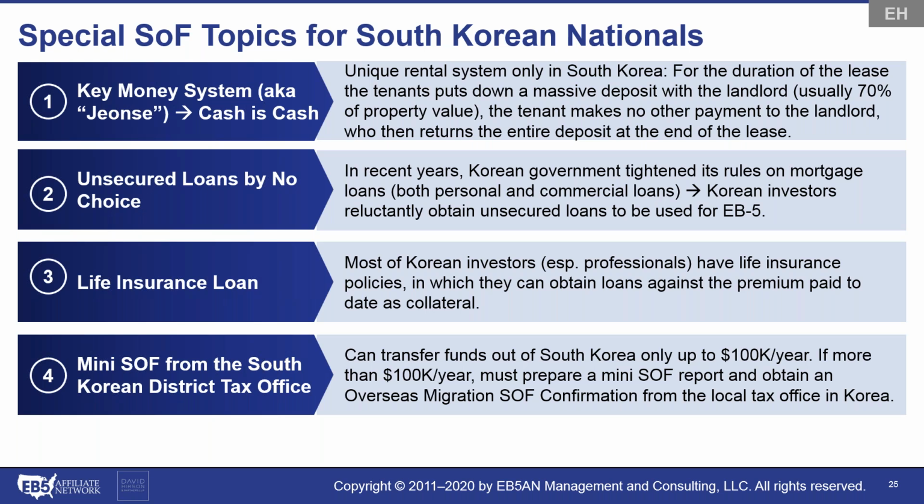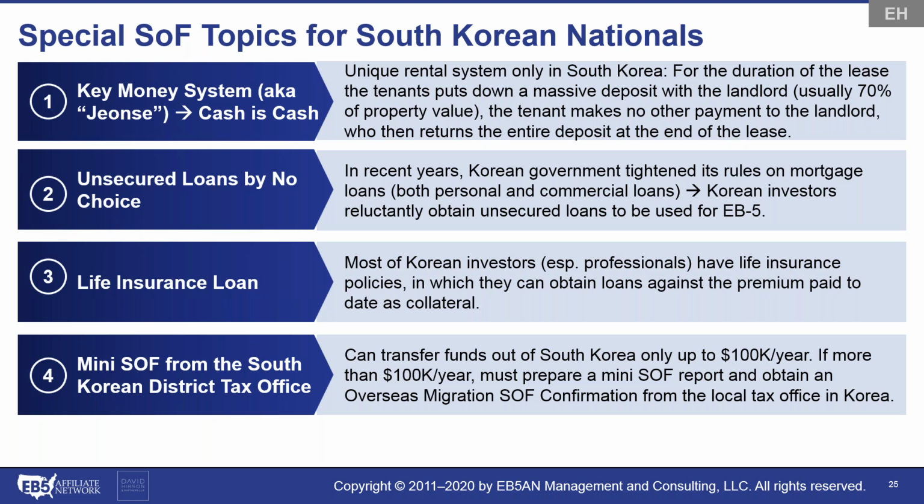For the duration of the lease, typically 2 years, or it can be 3 years, the tenant puts down a massive deposit with the landlord, usually around 70% of the value of the home. The tenant makes no other payment to the landlord for the duration of the lease, and the landlord then returns the entire deposit, called key money or 전세, at the end of the lease. It's sort of like a lending system. In essence, the landlord is borrowing money from the tenant at no interest. So the tenant sort of acts like a bank, and there's no interest.